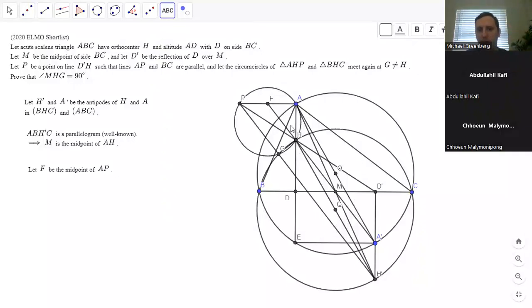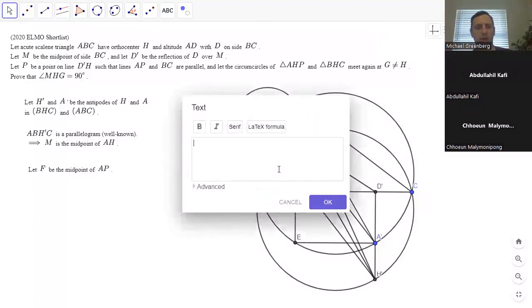Since HDD prime is similar to HAP, F, H, M, and A prime are collinear. So HDD prime, HAP. So that means that F, H, and M are collinear.